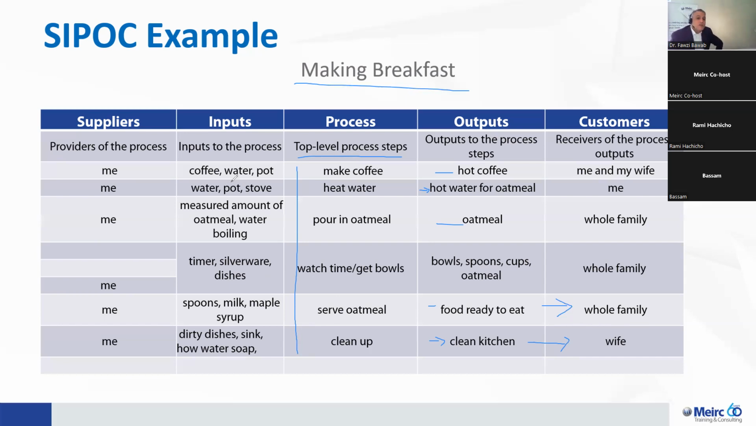What are the inputs that are needed to start my job? So here, probably coffee beans, depending on the coffee that you're making, water, stove, measured amount of oatmeal, water boiling. These are all milk, right? If you're using that as well. And then all of this is coming in to create the SIPOC that you have. And you can see here, the providers are all myself, right? So you can see here what is the scope of the project that we are involved in.